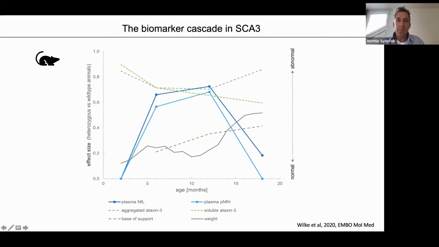So we were then able to map a biomarker cascade in SCA3 mice. That's only about mice. And what you see here in red and in green is the ATXN3, and you see it has a high effect size on the y-axis. On the x-axis, you see the age of the mice, and you see the ATXN3, whether it's soluble or aggregated ATXN3 from the cerebellum, it goes up, has a high effect size from very early on, but does not go higher anymore, but pretty much stays the same. NFL and PNFH is still in the normal range in the early stage, but then ramps up, has however a high effect size, and both ATXN3 and NFL and NFH come much earlier than the motor or the weight phenotype.